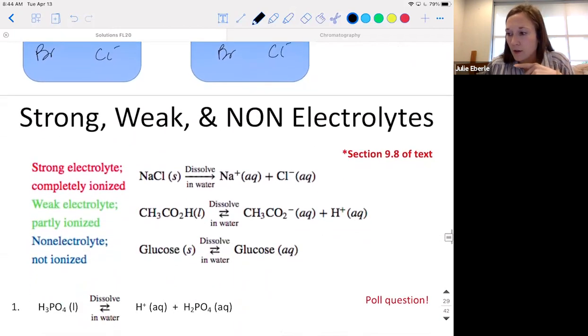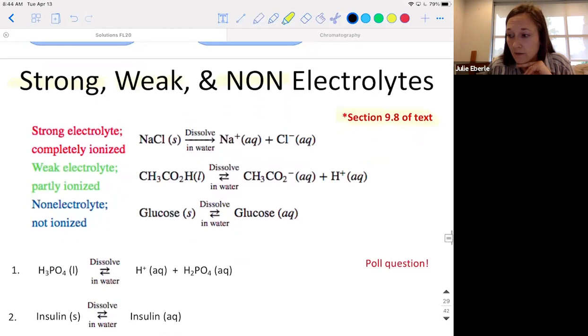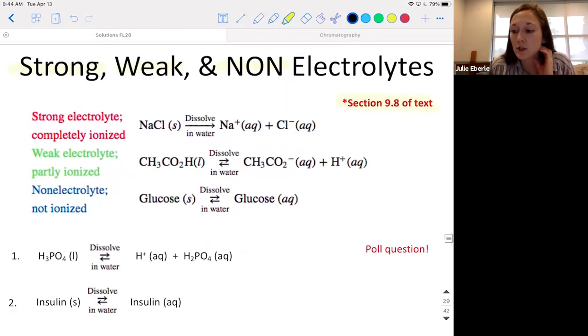There are, however, as you can see from the title on this next slide, strong electrolytes, very weak ones, and then there are substances that we call non-electrolytes. How do we know the difference? By the way, I still encourage you to read along in your textbook, the sections that are relevant to our lecture. So this is a figure out of section 9.8 of the text. A strong electrolyte, let's talk about those first. A strong electrolyte, we know that because it will completely ionize.